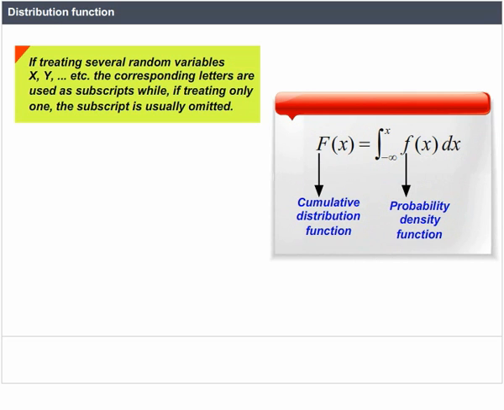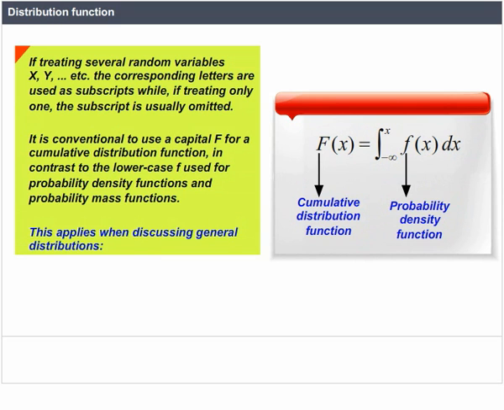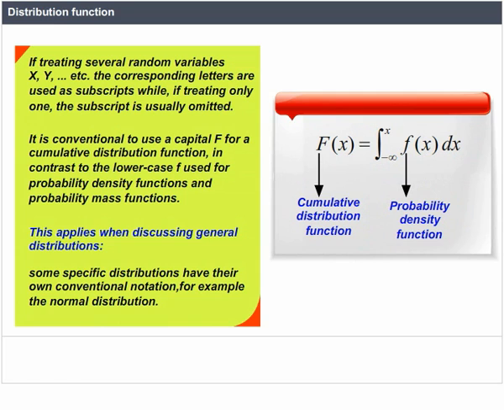It is conventional to use a capital F for a cumulative distribution function, in contrast to the lowercase f used for probability density functions and probability mass functions. This applies when discussing general distributions. Some specific distributions have their own conventional notation, for example, the normal distribution.